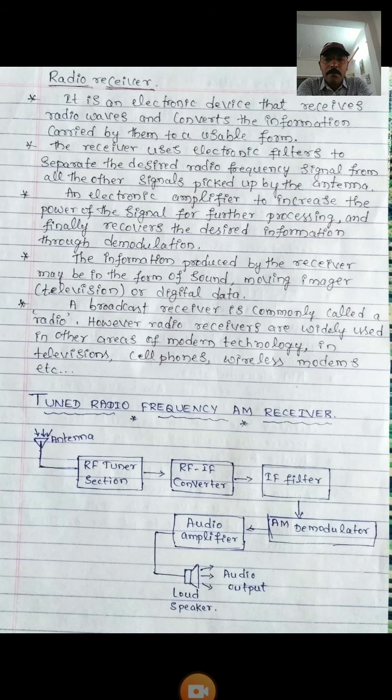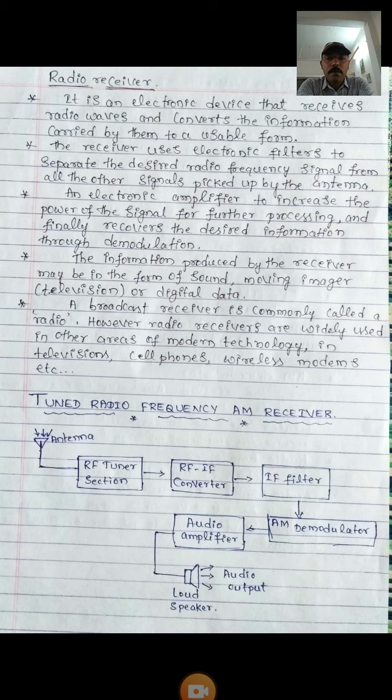Next, a broadcast receiver is commonly called a radio. However, radio receivers are widely used in other areas of modern technology, in television, cell phones, wireless modems, etc. These are all working using radio waves or radio signals.